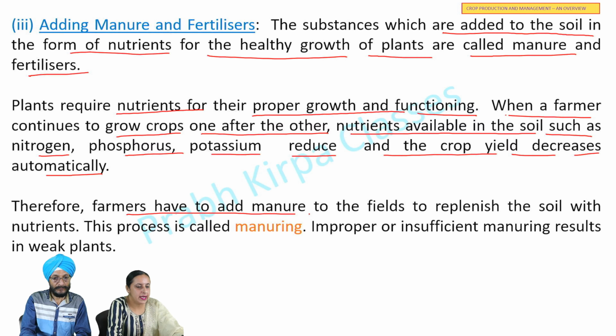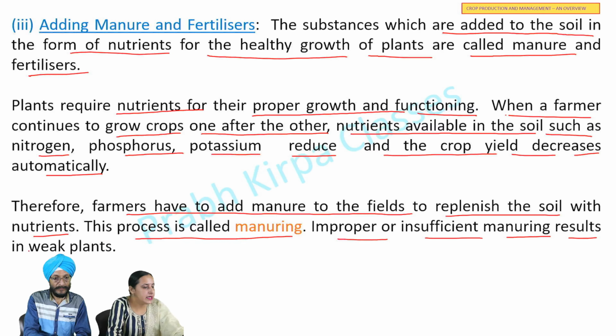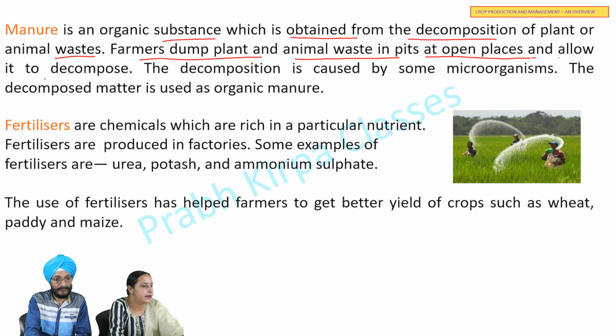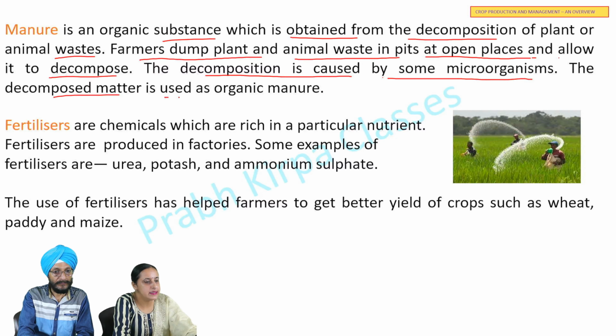Therefore, farmers have to add manure to the field to replenish the soil with nutrients. This process is called manuring. Improper or insufficient manuring results in weak plants. Manure is an organic substance which is obtained from the decomposition of plant or animal waste. Farmers dump plant and animal waste in pits at open places and allow it to decompose. The decomposition is caused by some microorganisms. The decomposed matter is used as organic manure.